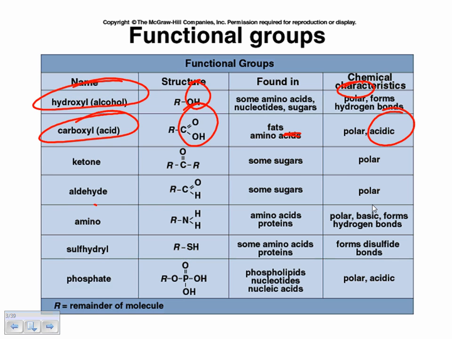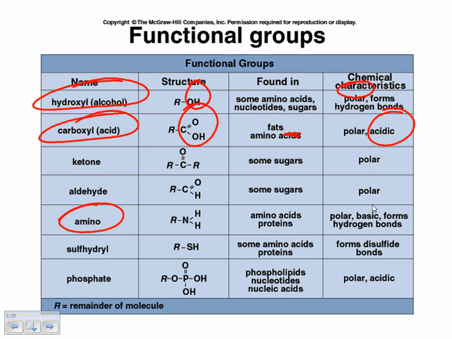Another really important one for you to be familiar with is the amino group. Amino refers to nitrogen. So the amino group is a nitrogen-containing functional group. It's a nitrogen atom covalently bonded to two hydrogens, and then that's connected up to the carbon chain.